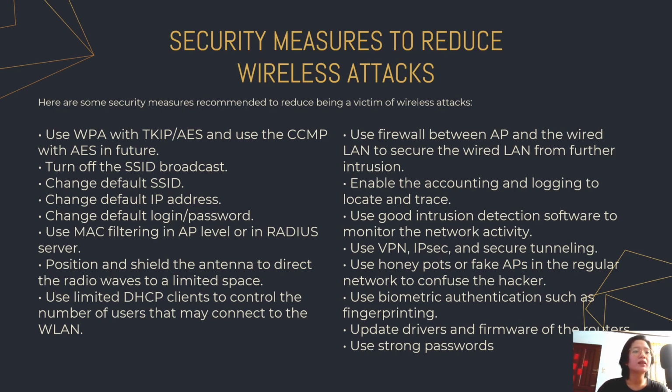Position and shield the antenna to direct the radio waves to a limited space. Use limited DHCP clients to control the number of users that may connect to the WLAN. Use firewall between AP and the wired LAN to secure the wired LAN from further intrusion. Enable the accounting and logging to locate and trace. Use good intrusion detection software to monitor the network activity.